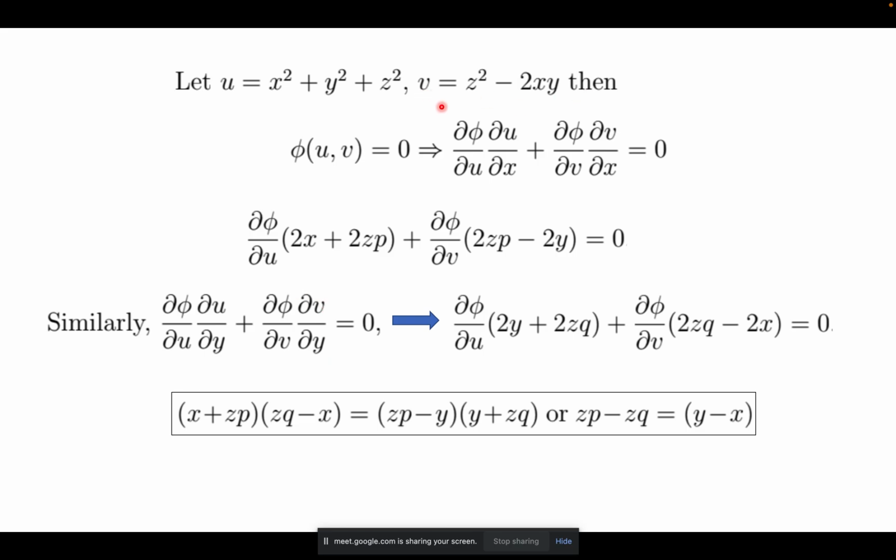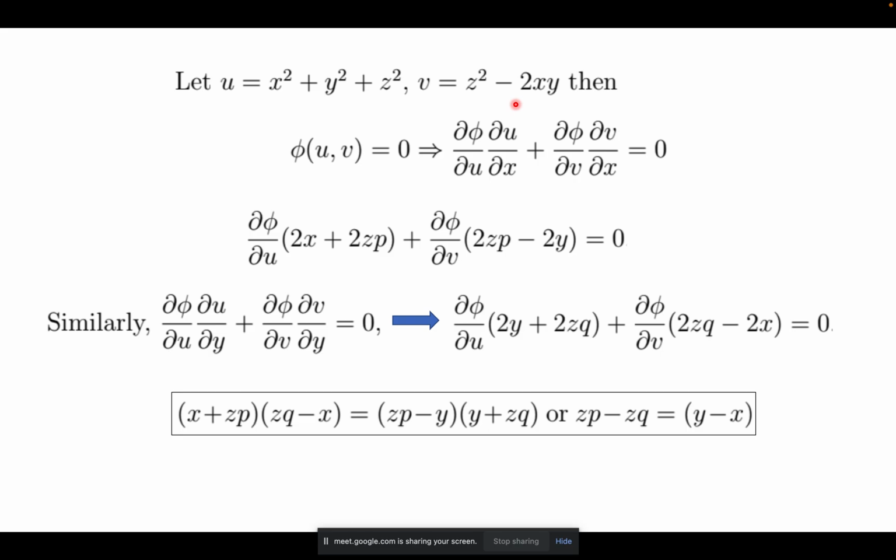And similarly you can find the value of del v by del y. So again let's take the derivative of v with respect to y. If you take the derivative of 2xy with respect to y, you will get minus 2x. So if I solve this equation, I get this quantity.